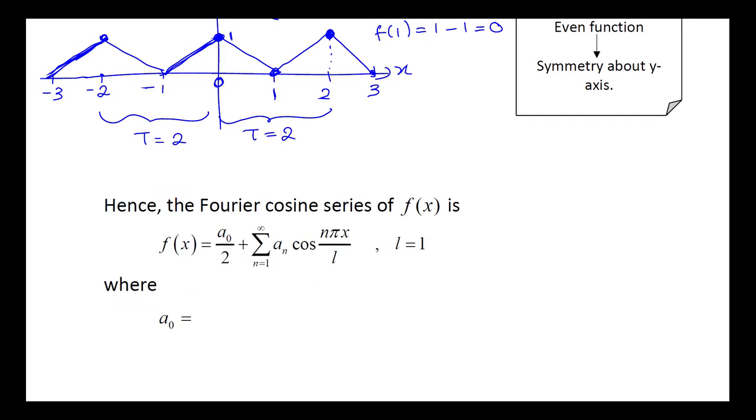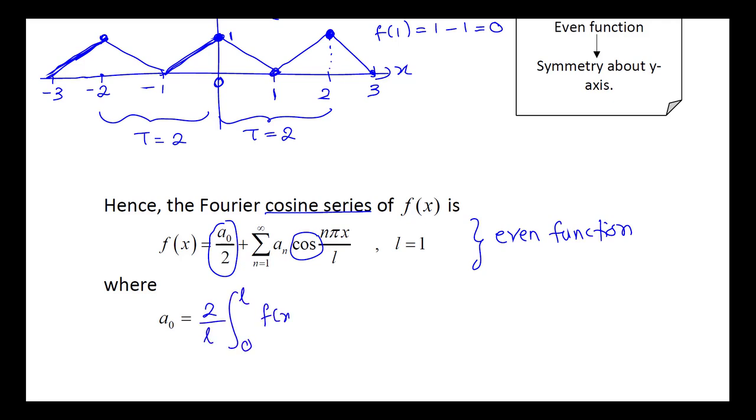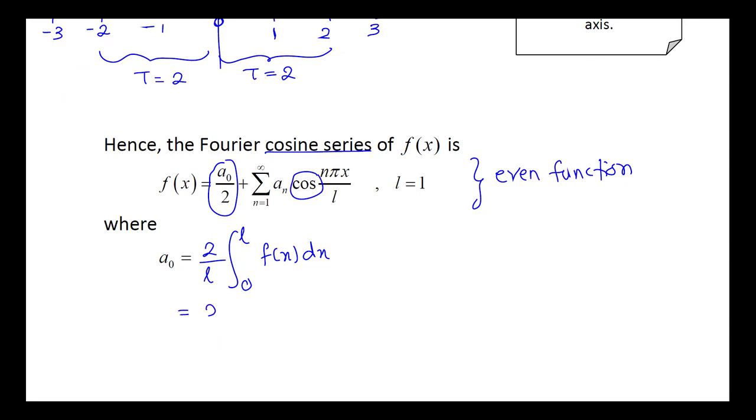Okay, you know this is a cosine series, so you will use a_n cos(n pi x over L), and don't forget a naught divided by 2 for even function. This one is for even function. The formula is the same for a naught, so you need to integrate 2 over L from 0 to L of f(x) dx. L is 1.